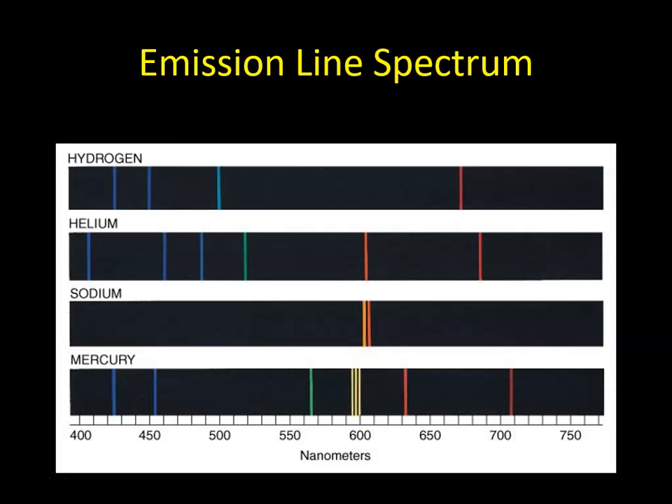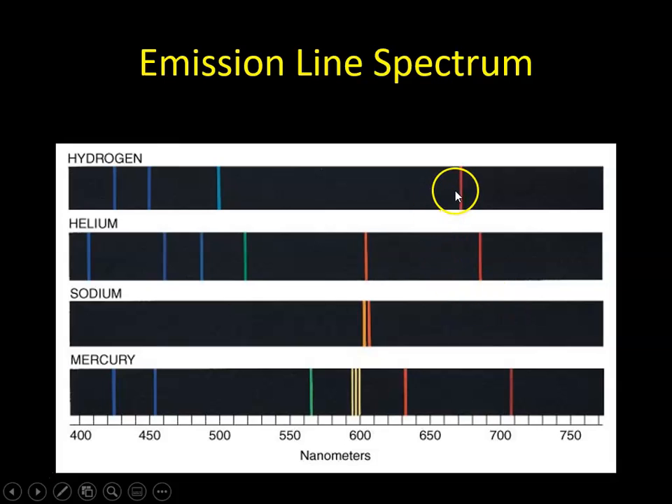So here is an emission line spectrum. If you take a gas of hydrogen or helium or sodium or mercury and you ionize it in a glass lamp by passing a current through it, then the light that is produced can be passed through a glass prism, and you'll find that it is composed not of a rainbow, but of certain emission lines.